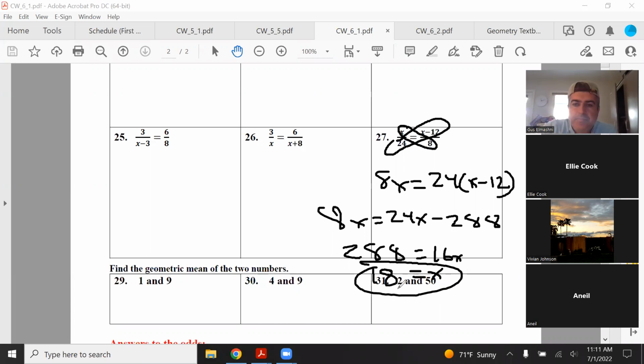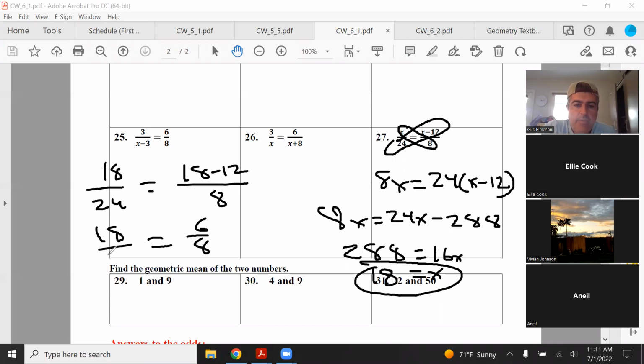Okay. And that would make sense because you have 18 over 24. You should always check your work, equals 18 minus 12 over 8, which is going to be 6/8. 18/24ths reduces to 3/4. You divide each of those by 2. Divide each of these by actually 6, you get 3/4 as well.